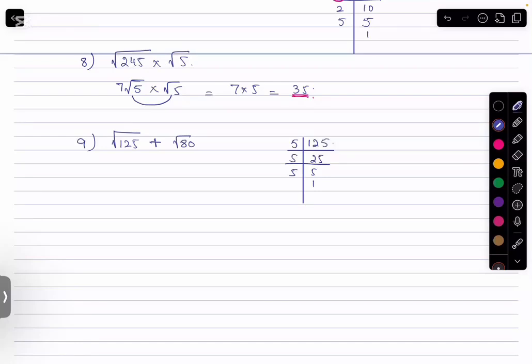So I do have a pair. That pair is representing a 5. So I can say that root 125 can be written as 5 root 5. Okay, the same thing I will be doing for 80.